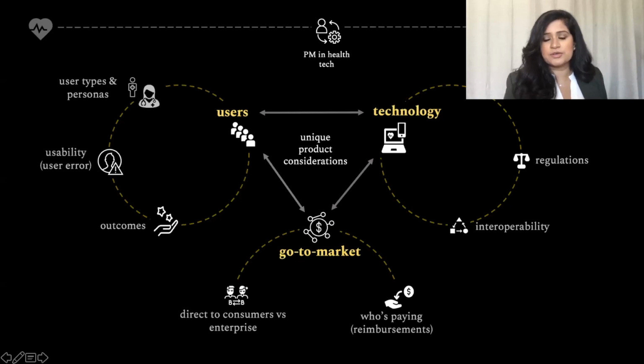So you have regulations. For example, organizations like FDA might set certain criteria or certain limitations that might apply to technology products that are launched in the space. You also want to think about interoperability.